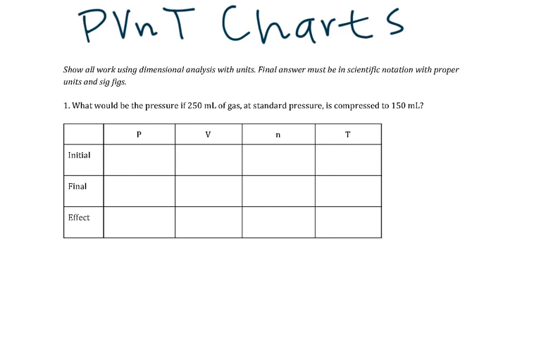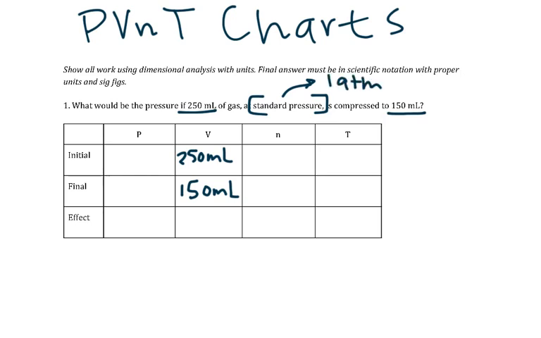Alright, so for the first one, what would be the pressure if 250 milliliters of gas at standard pressure is compressed to 150 milliliters? First thing, you can go ahead and fill out your chart with what you do know. So we know the initial and the final volume of the container. The other thing it tells us is standard pressure. Remember, this is up in the notes and it is 1 atmosphere. So we can put that here as well.